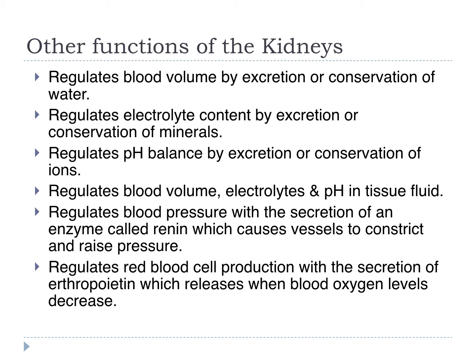We're going to regulate blood cell production with the secretion of erythropoietin, which is released when blood oxygen levels decrease. Our friends that summited Mount Everest, this is what their bodies were experiencing. The less oxygen they had available, the more blood cells they produced to pick up as much oxygen as possible.